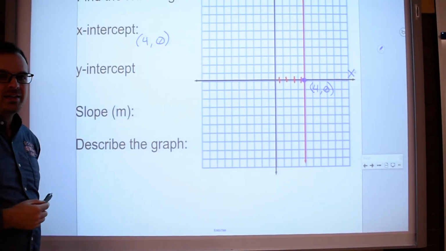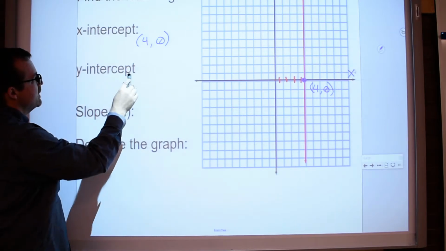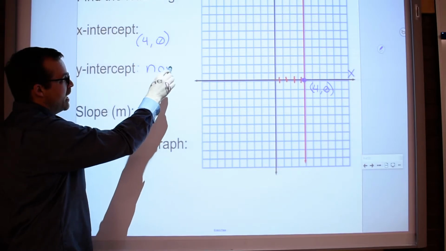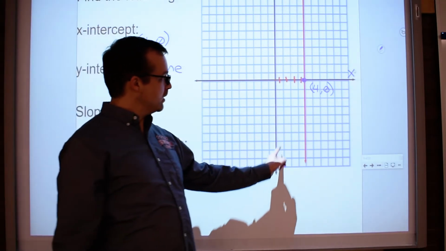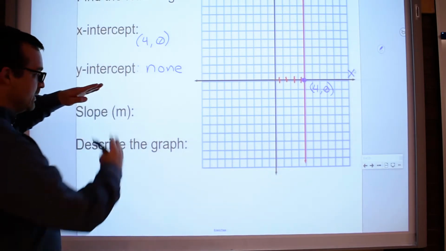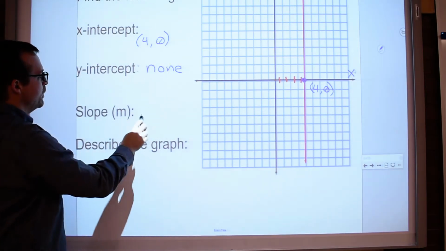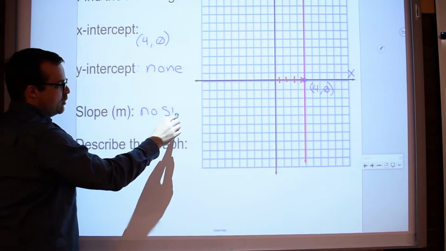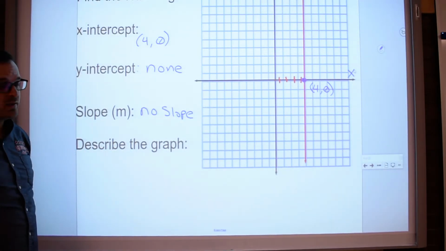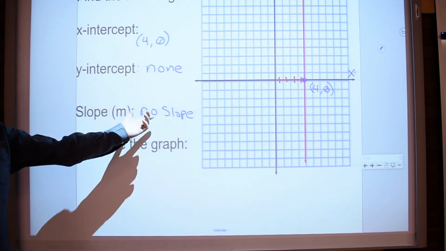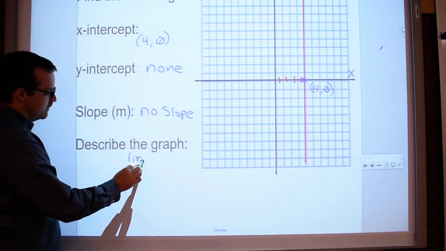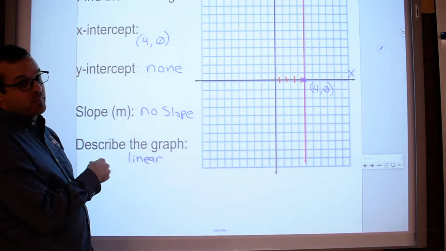Does it have a y-intercept? No, it doesn't. The y-intercept is just going to be none. There are none, or not applicable, and it doesn't cross our y-axis here. All right, what about the slope? Well, slope song, positive, negative? No slope. This is no slope. It has all rise and no run. And rise, anything divided by 0 would be undefined, or no slope. Let's describe the graph. Is it linear? Sure. Very liney. Looks like a straight line to me.